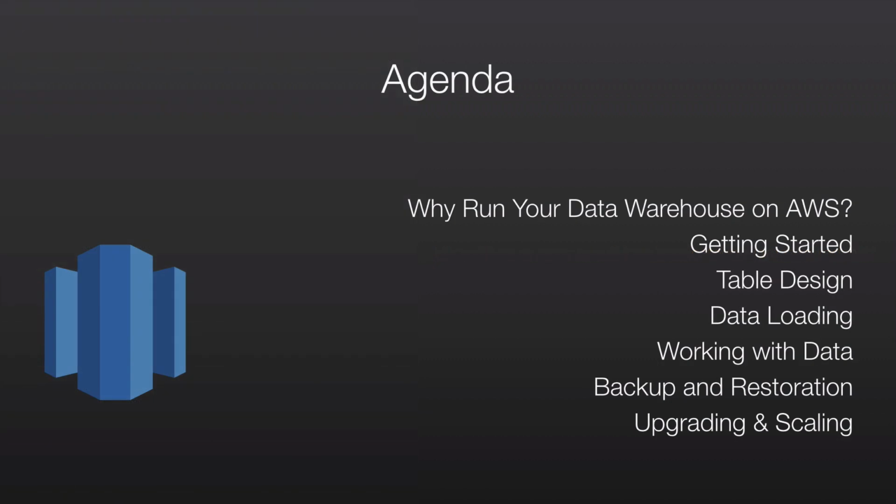So what do we have for you today in terms of the agenda? First of all, we're going to talk about why you might run your data warehouse on AWS as an alternative to other options that are of course available to you. Talk about getting started, a little bit on table design and data loading. Talk about how you can work with data, what kind of tools you can use for that. Then we'll talk about backup and restoration, upgrading and scaling, and we'll close out by talking about some resources that you can use to continue to build your knowledge after today's session.